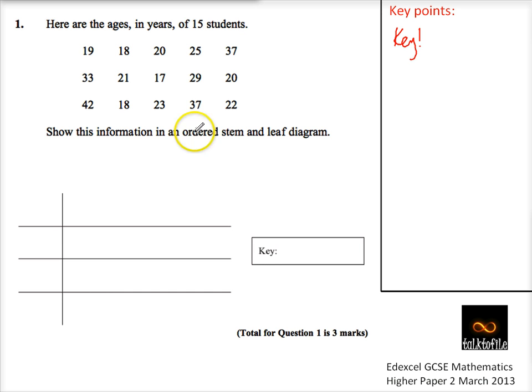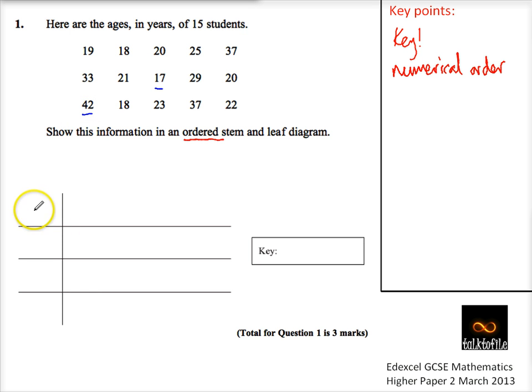The other point is that it's an ordered stem and leaf, so it's got to be in numerical order. Okay, so let's go ahead. So we can see here we've got numbers. The smallest number, I think, is 17, and the largest number I can see so far is 42.